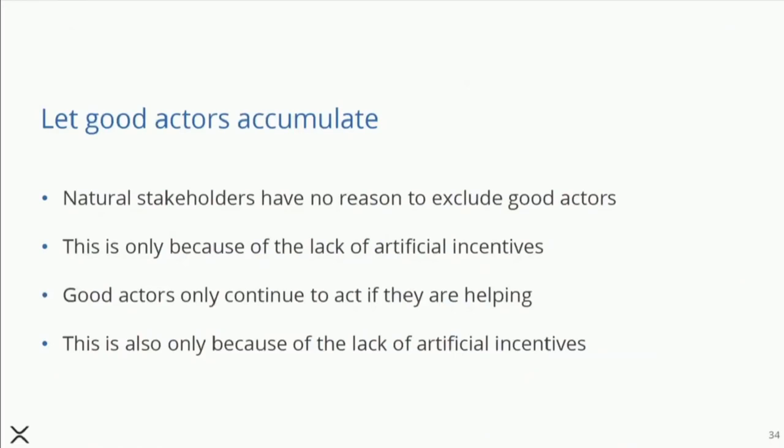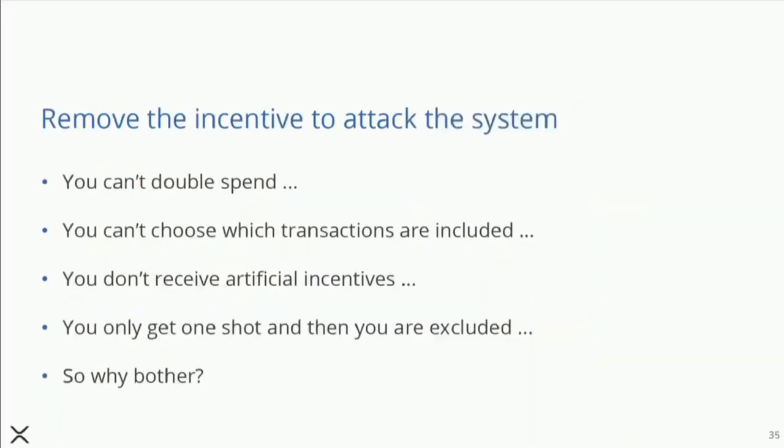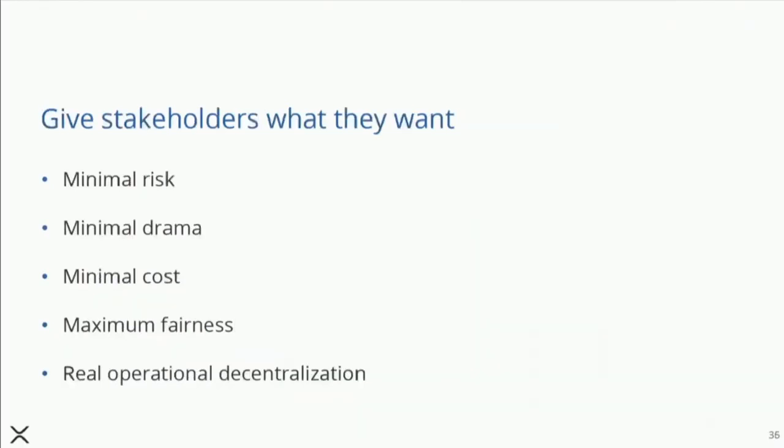If you're making the network better, you want the network to be good, you keep operating, you bring the cost down, you have no artificial incentives. There's no incentive to attack the system. You can't double spend. You can't choose which transactions are included. You can only choose among two equally good ways of making forward progress, which nobody cares about anyway. So why would you even bother attacking the system? You get to attack it once, the system doesn't make forward progress, and then nobody listens to you anymore. So there's no incentive to attack the system.